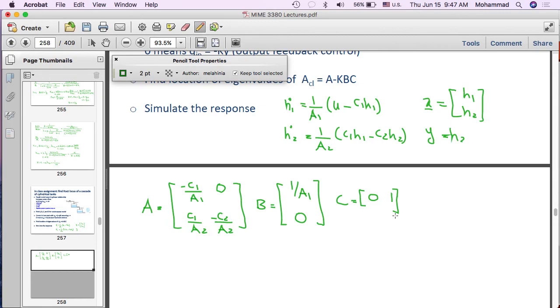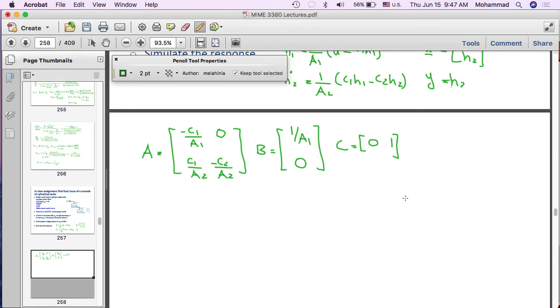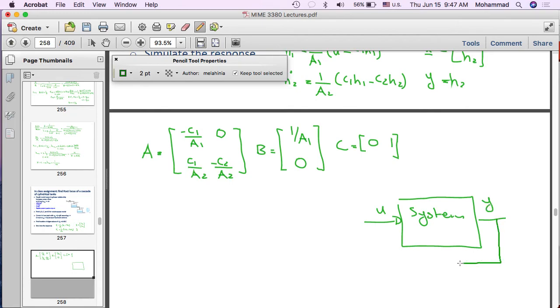Okay, very good. So this is open loop, so this is no control yet. Now, if you want to do the same thing as we did before, if our system is here, where U enters as the input to the first tank and Y comes out as H2, then we are trying to do the exact same thing.